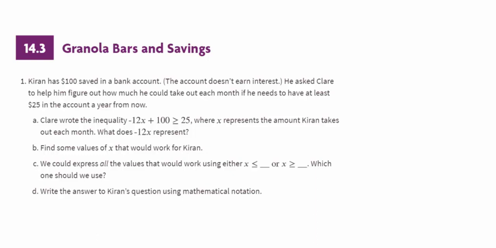What does the negative 12x represent? So x represents the amount Kieran takes out each month. So this represents the amount he takes out each month. So what about this number, this negative 12 times the amount he takes out each month? Well, I know in 1 year there's 12 months in a year. So this negative 12x represents the amount of money he takes out in 1 year.